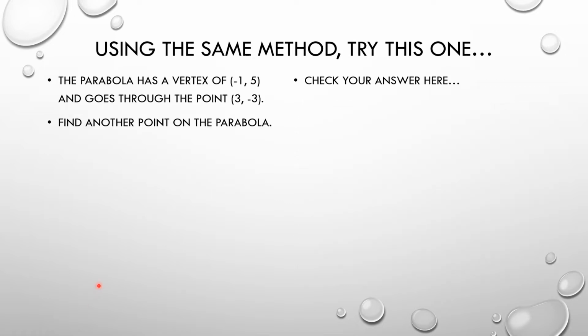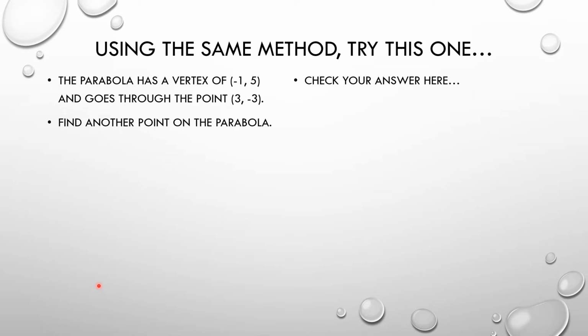All right, now that you've figured out a point that's on the parabola, I want you to use the same method, and I want you to try this one. Okay, so you've kind of wrestled with the first one. You have your point that you think is on your parabola, and you're pretty sure it's there. You could give me some kind of explanation for it. So here's the next one. The parabola has a vertex of (-1, 5), and it goes through the point (3, -3). Find another point on the parabola.